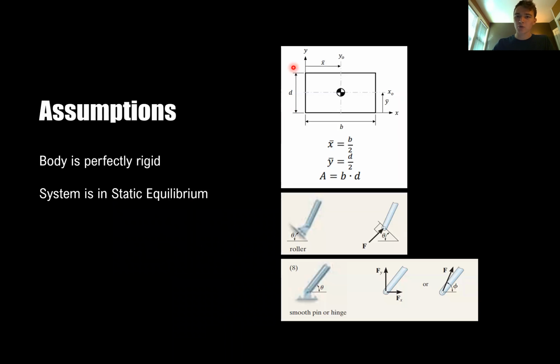Our assumptions: we have the rectangular formula and the X bar, the distance that the resultant force will act. We found this in our formula sheet. We're also given the roller joint and the pin joint. For a roller, it's just going to be a force perpendicular to the point of contact. And for a pin, it's going to be the y and x components, or a resultant F with an angle. We're assuming it's perfectly rigid, it's not going to bend.